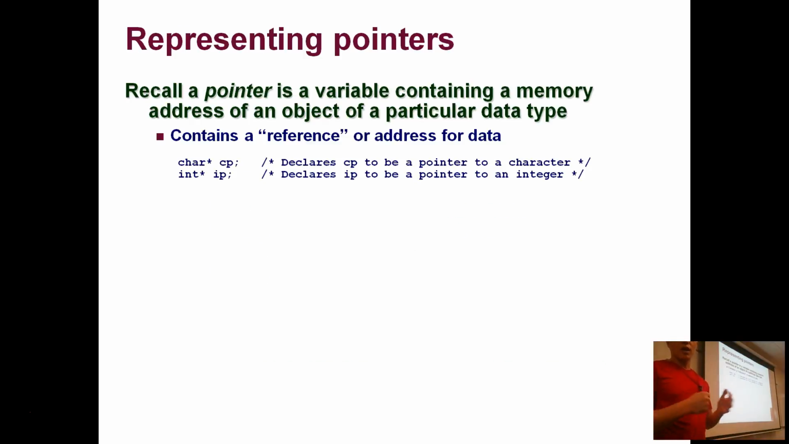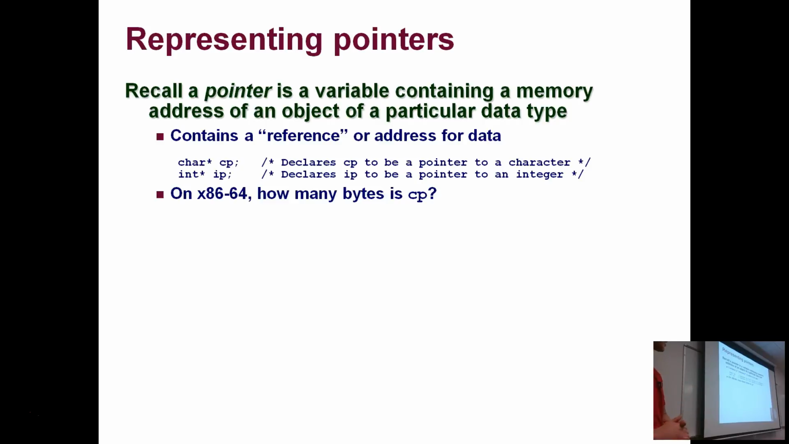Okay, so let's talk about representing pointers. Pointers are just addresses, so there's nothing too fancy about them. They contain a reference to the data. And we saw earlier that pointers can have any number of types. So here are 2 pointers, the character pointer cp and the integer pointer ip. One declares a pointer to a character, one a pointer to an integer.